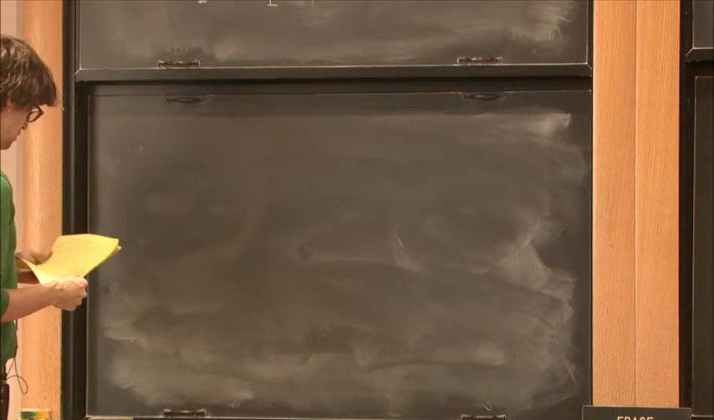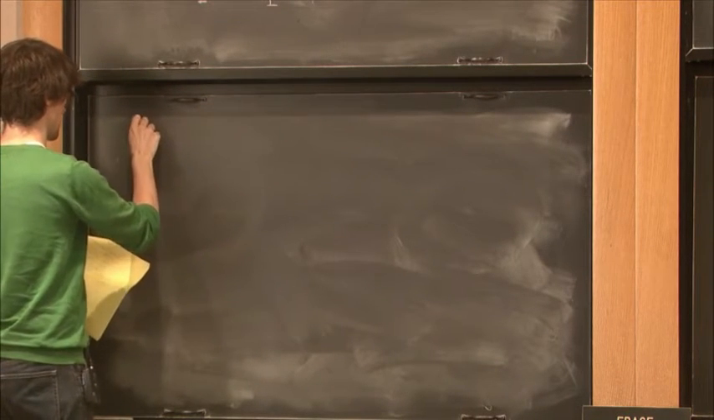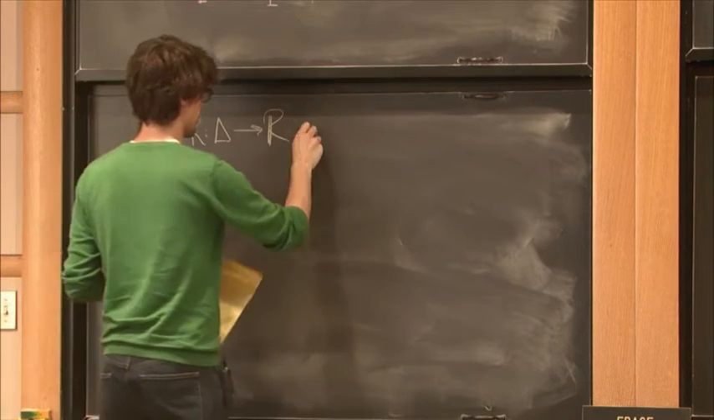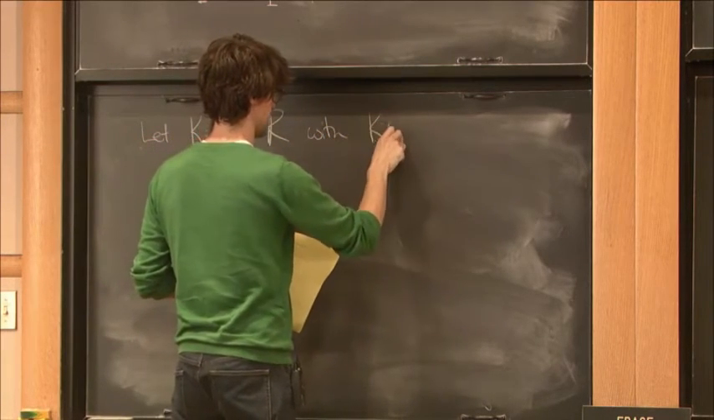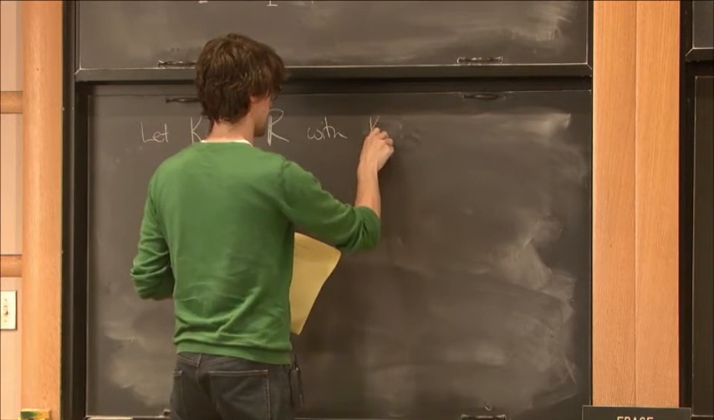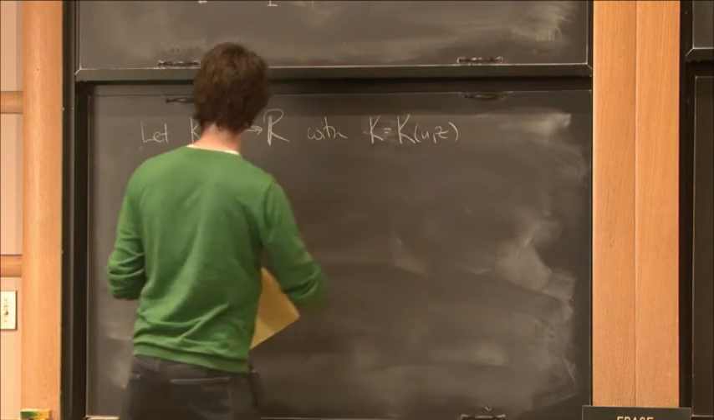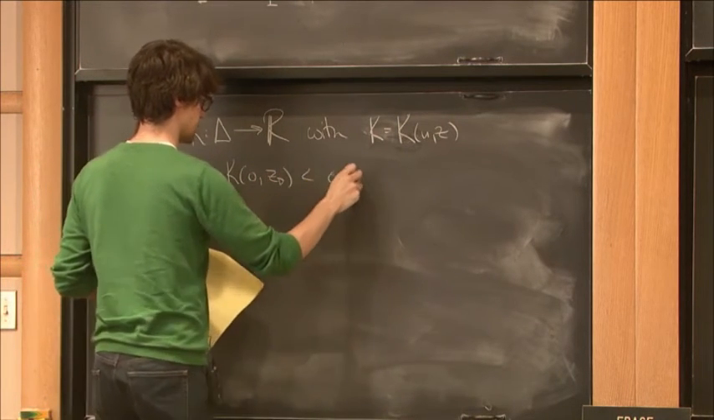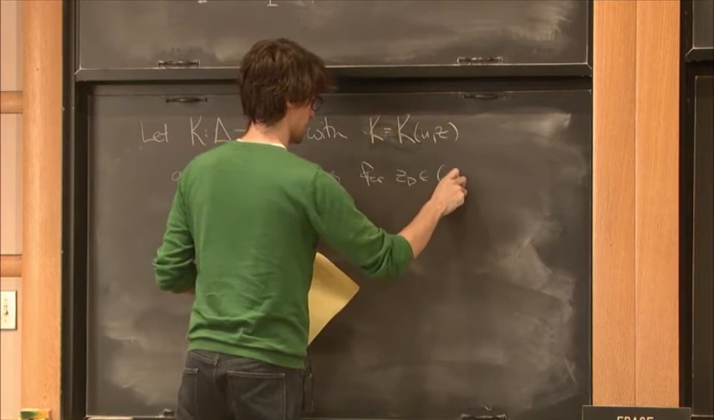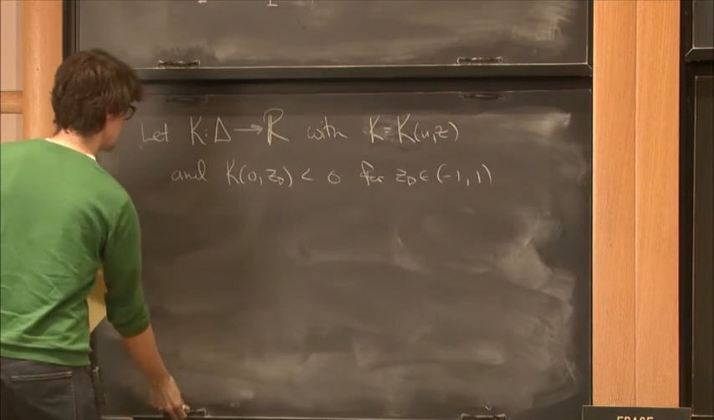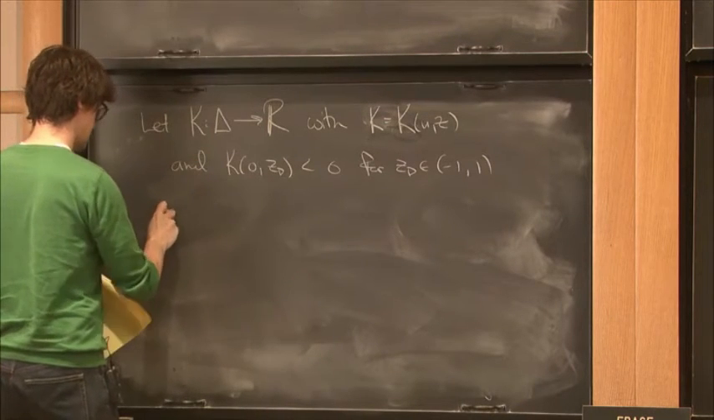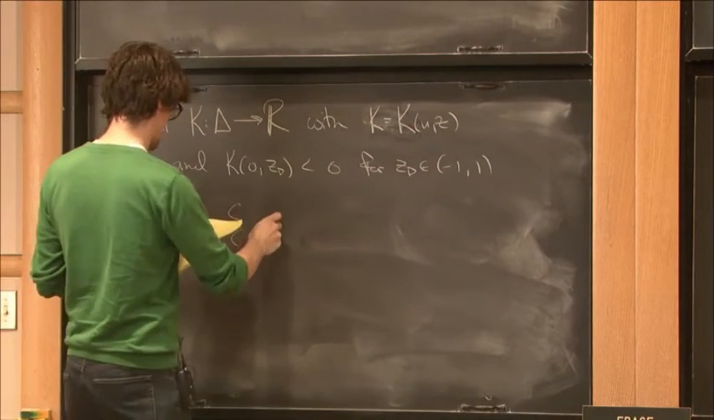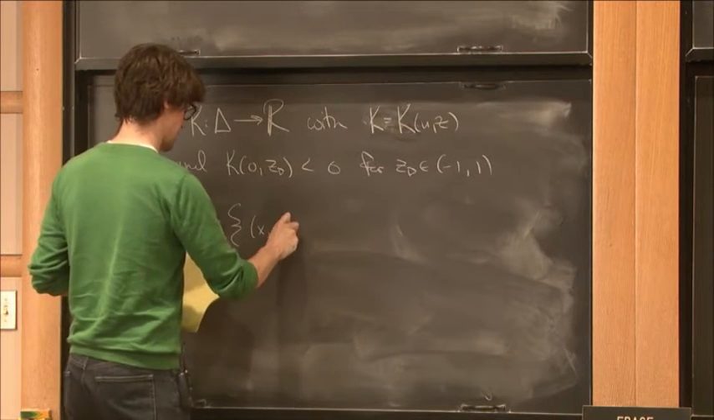All right, so given, let K be like this. It's just a function of the u and z coordinates, and K of 0, some zd, is less than 0. And recall, we defined this disk, DK, which is the points on the boundary of BK where the z-coordinate is less than zd.